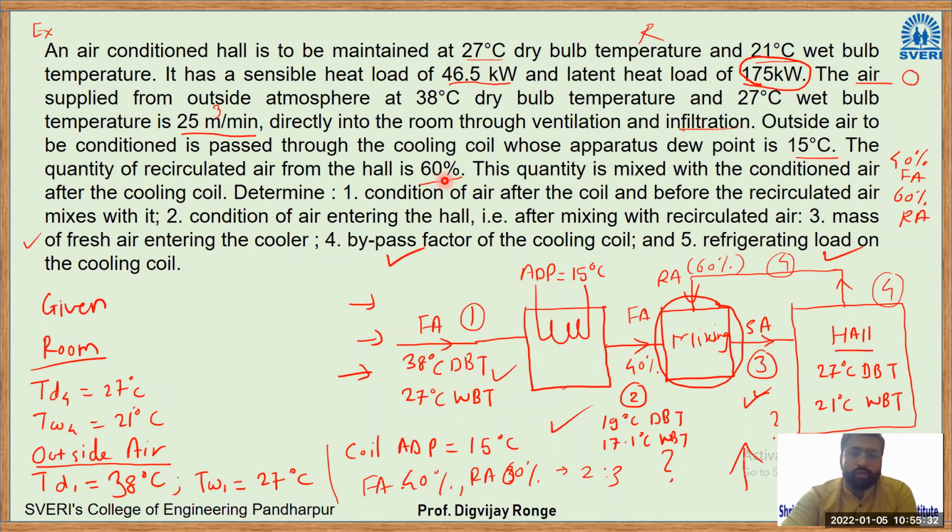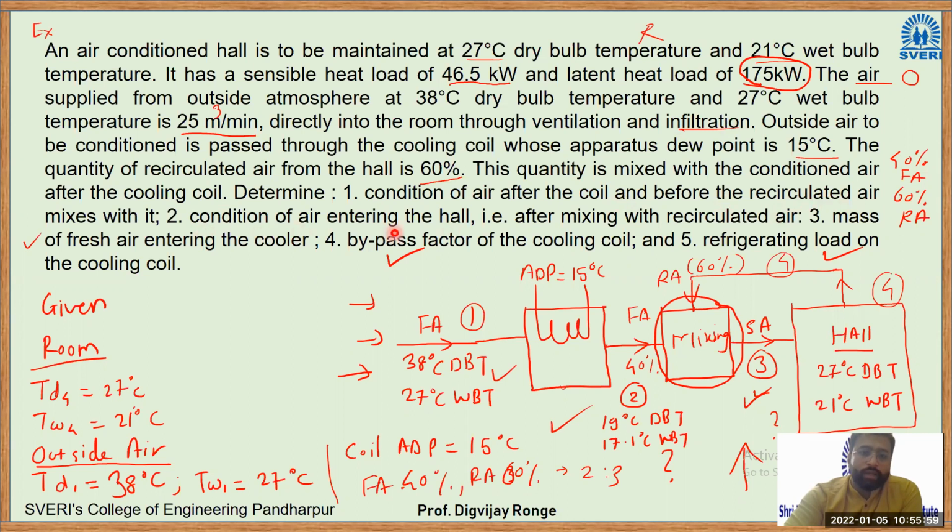But you have to understand here that first the fresh air is cooled, then it is mixed. Okay, so whatever theory we have seen earlier, first they were mixed together, then they were passed on to the cooling coil. But here in this case, fresh air is first cooled, then it is mixed with return air. The quantity is mixed with the conditioned air after the cooling coil. Determine the condition of air after the coil and before the recirculated air mixes with it.